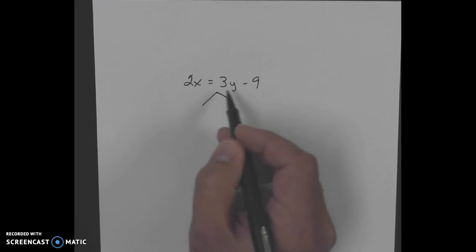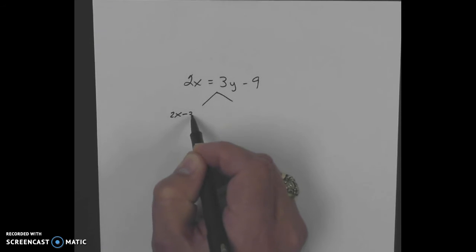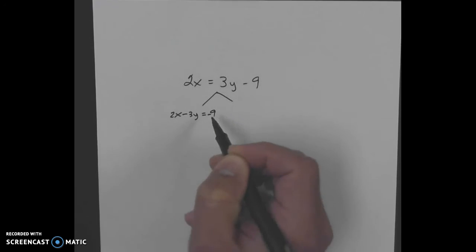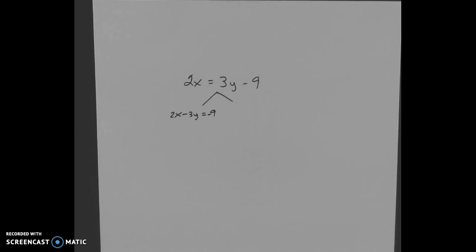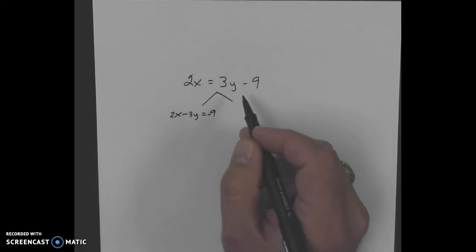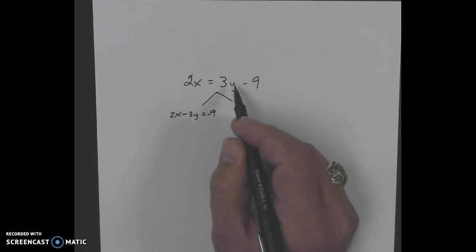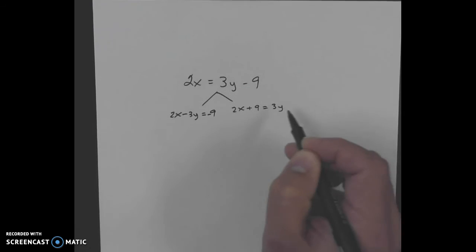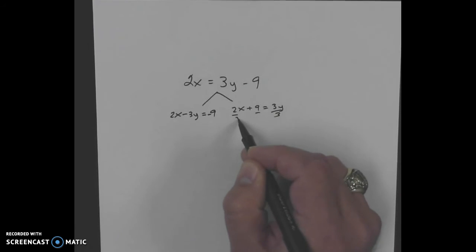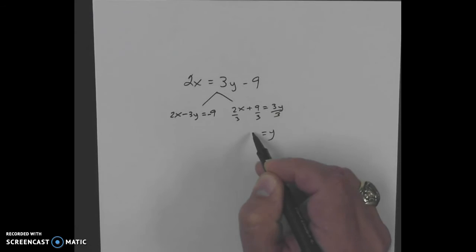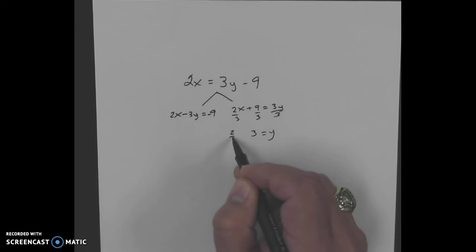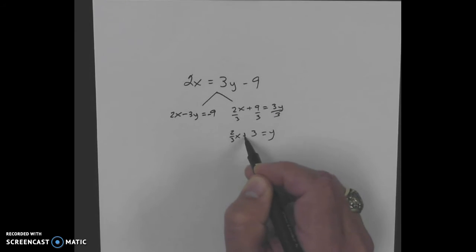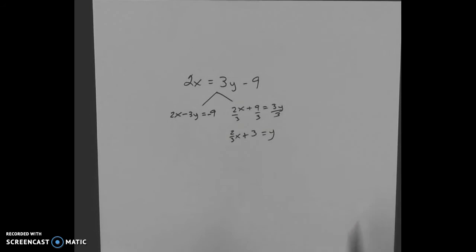You could put this in the standard form, making this 2x minus 3y equals negative 9. And then from there you can use your x and y intercepts. One of them would be a fraction, but you can still do it. You could still solve this one for y by adding the 9 over there, making it 2x plus 9 equals 3y. Then divide everything by 3. And you get y equals 2/3 x plus 3. And you can graph that way. So you just be a little creative.